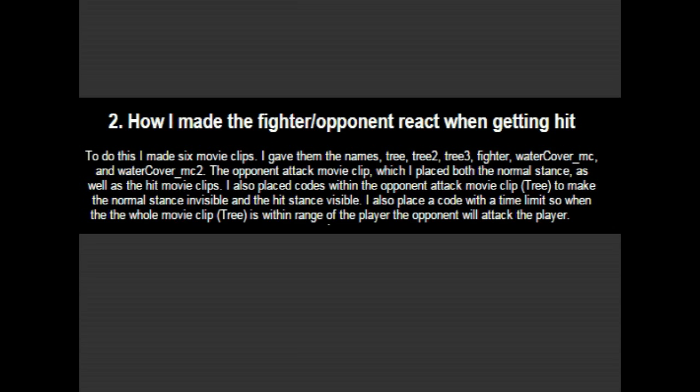I placed codes within the opponent attack movie clip, which is the tree symbol that I made, to make the normal stance invisible and the hit stance visible. I also placed a code with a time limit so that when the whole movie clip, which is a tree movie clip, is within range of the player, the opponent will attack the player.